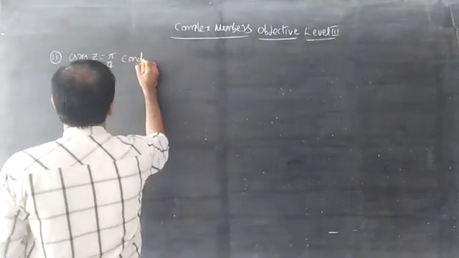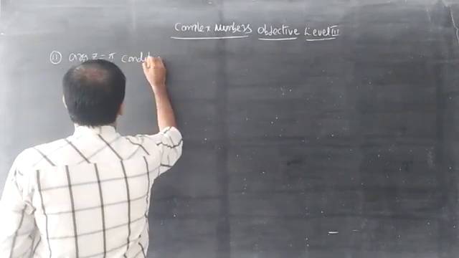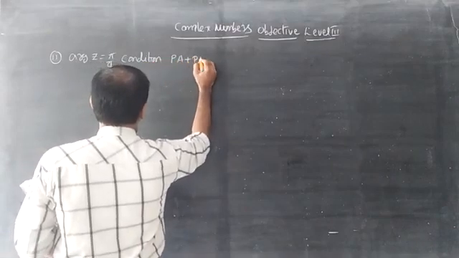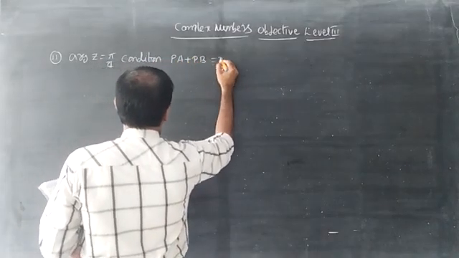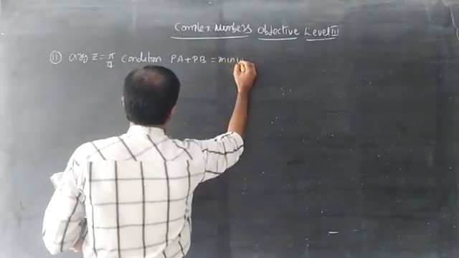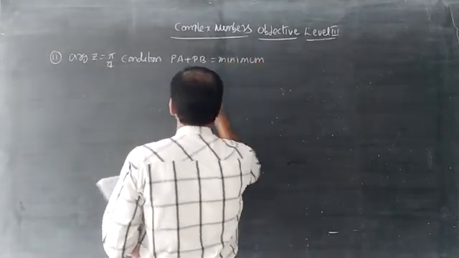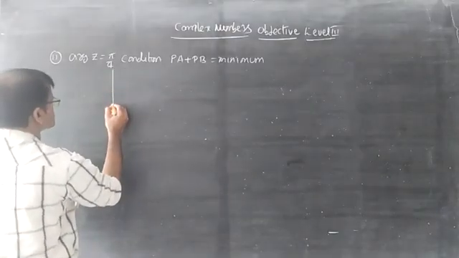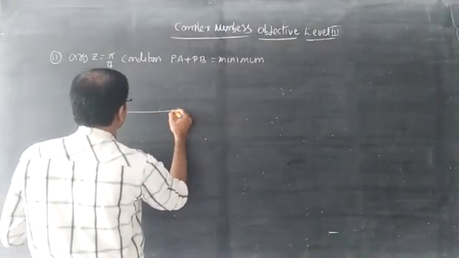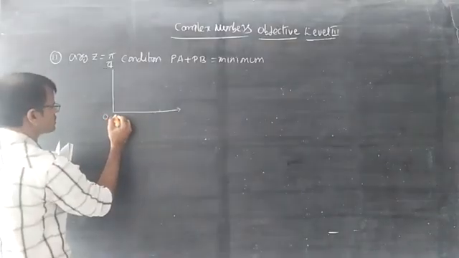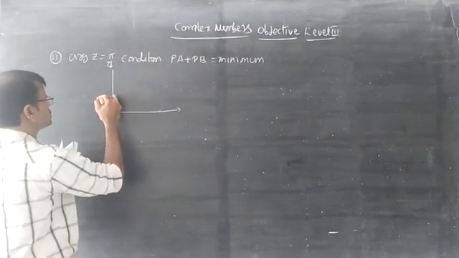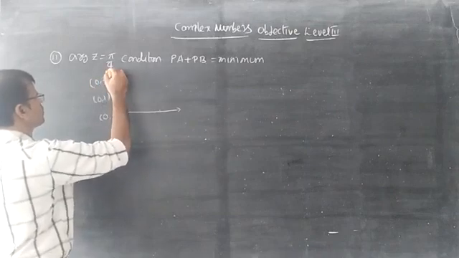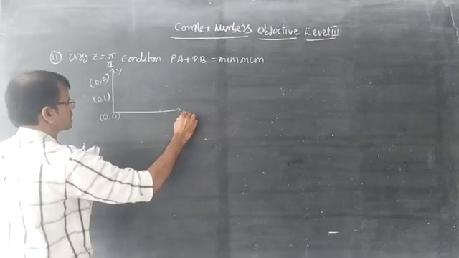Condition: we can write PA plus PB is equal to minimum. So the sum of distance from the point P to the given points (0, 1) and (0, 2). Here this is (0, 0). This is (0, 1), the point on the y-axis. This is (0, 2), the point on the y-axis. This is y, this is x.